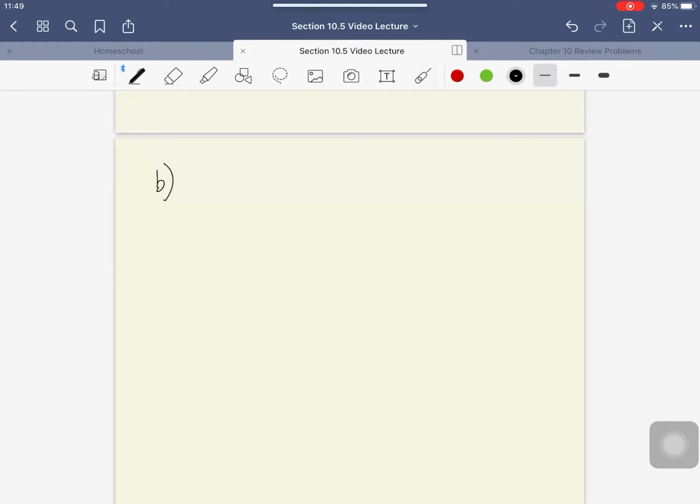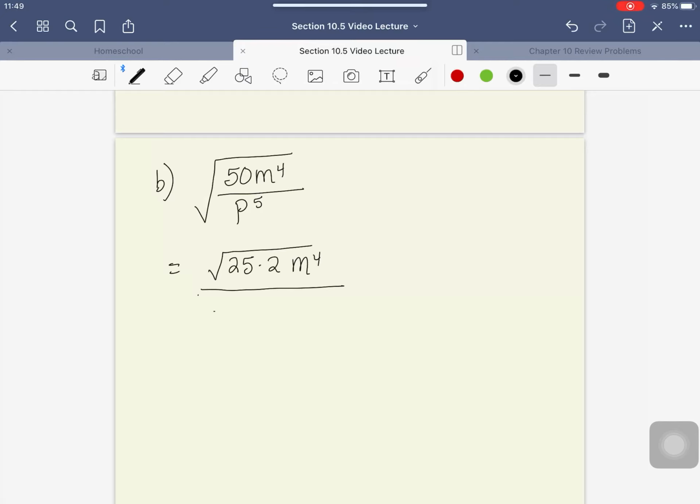All right, part B. We have the square root of 50m to the 4th over p to the 5th. First thing we want to do is break down the square root, find any perfect squares. So in the numerator, and I'll just separate these out, the numerator will be 25 times 2, m to the 4th, over the square root of p to the 4th times p.